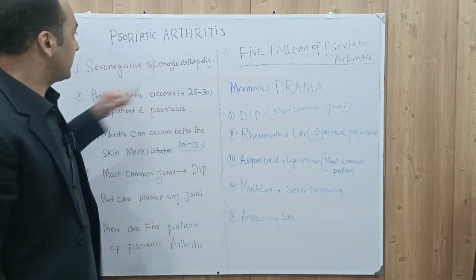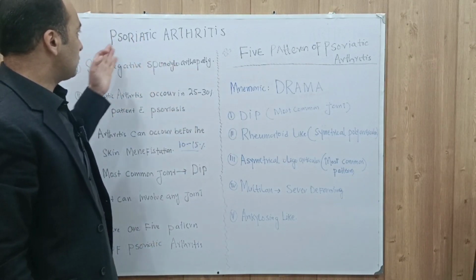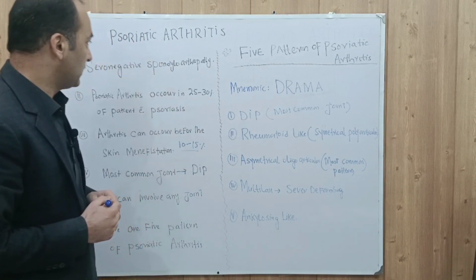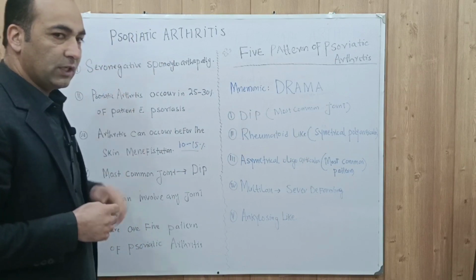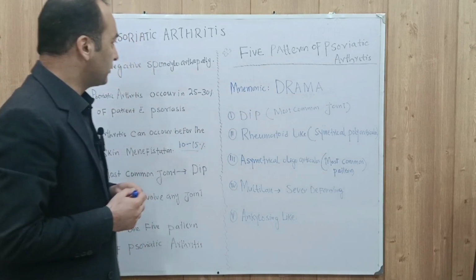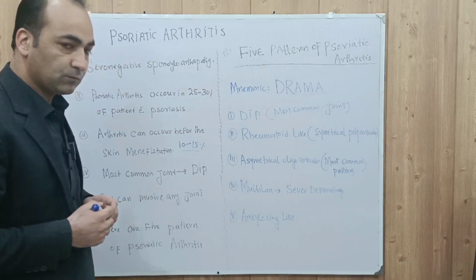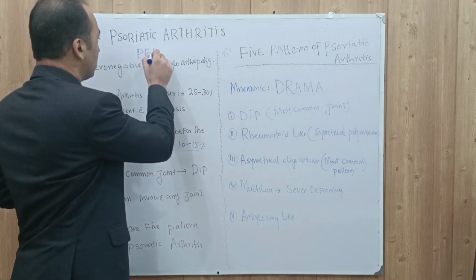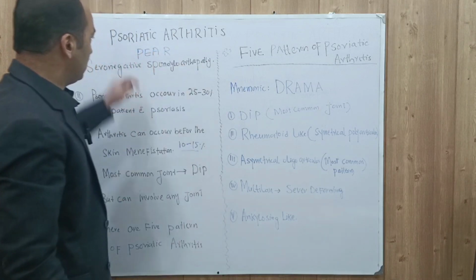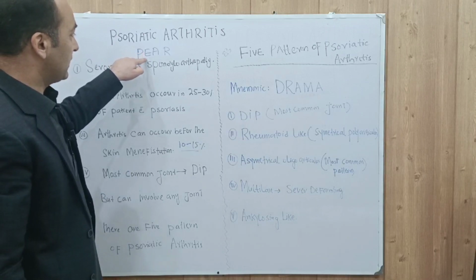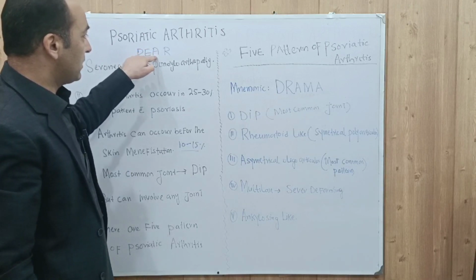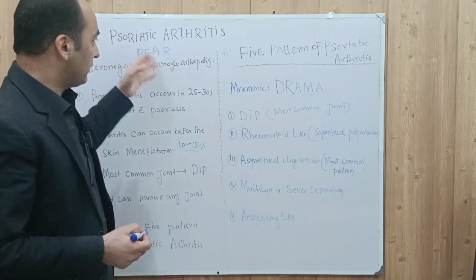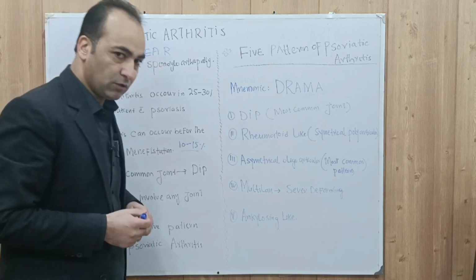Now about psoriatic arthritis. See, psoriatic arthritis is one of the seronegative spondyloarthropathies. And we know that there are four seronegative spondyloarthropathies. The mnemonic used to remember them is PEAR: psoriatic arthritis, enteropathic arthritis, ankylosing spondylitis, and reactive arthritis. We have already made a video about the seronegative spondyloarthropathies.